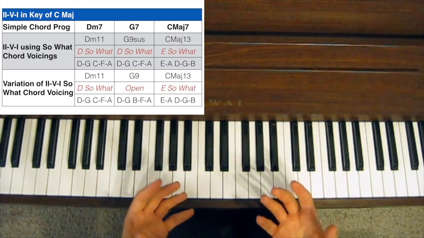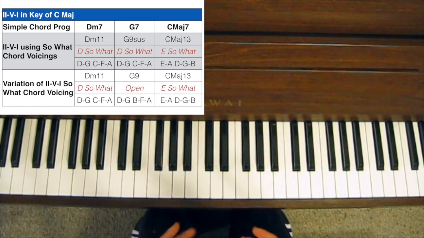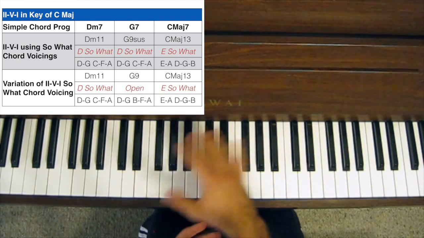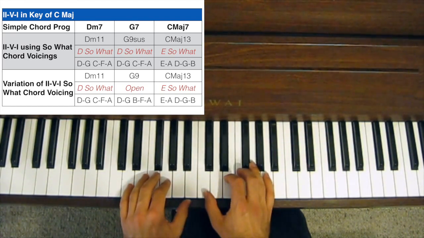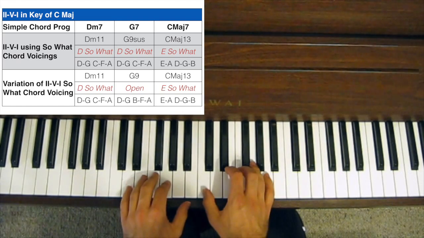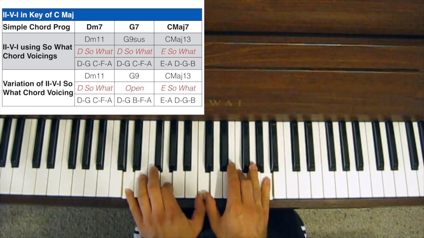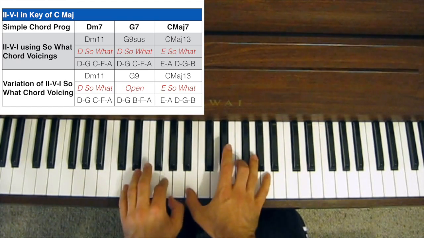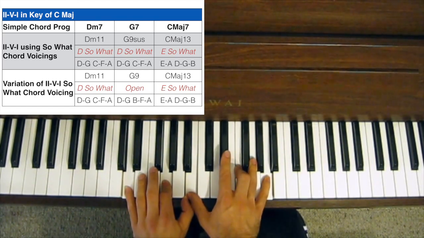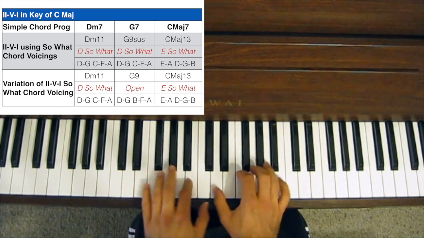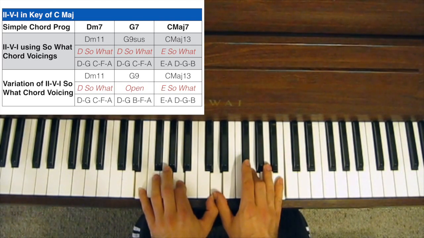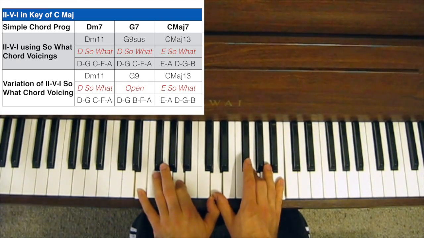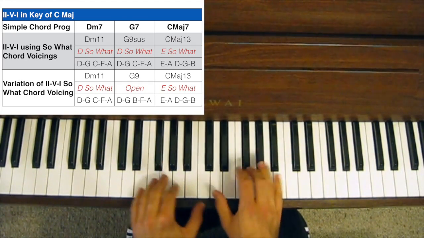Right? Really ambiguous, really harmonically vague, and really quite modern sounding. But another thing I like to do over that exact same chord progression is to use the D So What chord voicing for your D minor 7. Then for your G7, just move that C down 1 semitone, and you've got yourself a G9. And then you can go up to the E So What chord voicing for your C major 7. So now it sounds like this.